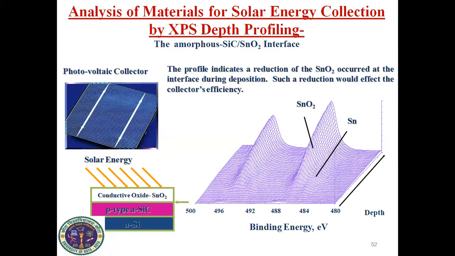Even when we are analyzing solar energy collectors, you can see this is a solar cell in the first left-side figure, and it is always mounted by the conductive oxide, stannous oxide layer. This stannous oxide layer should be equally mounted on the complete solar cell layer, the solar collector layer.